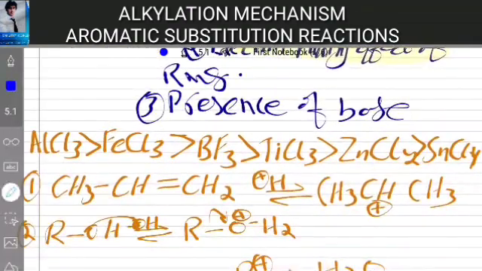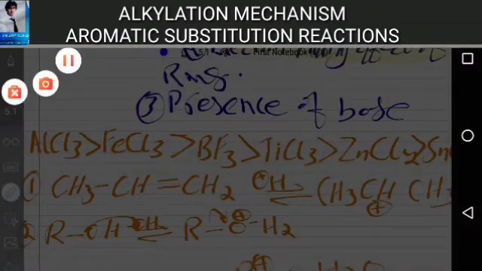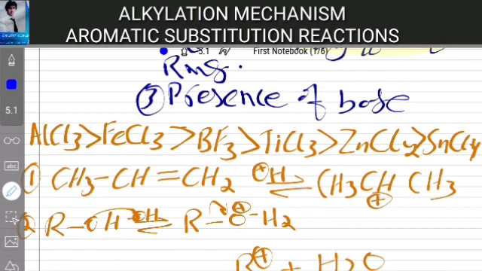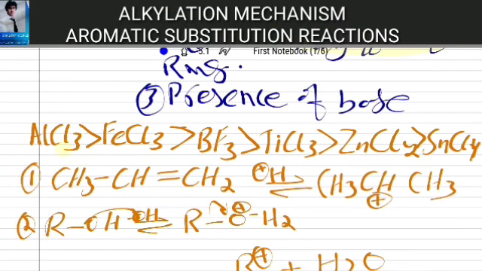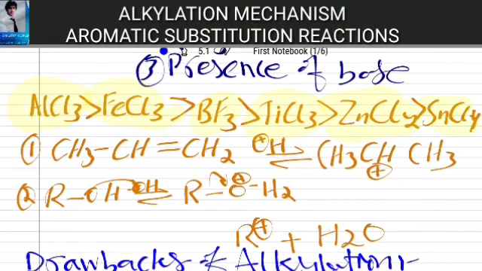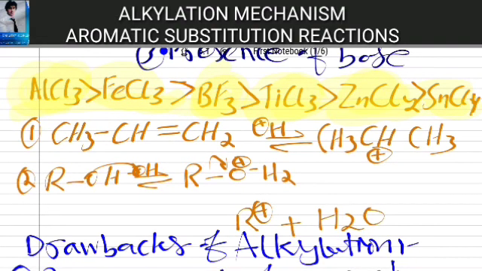Further, we had discussed that we can use other catalysts instead of AlCl3. We can use FeCl3, BF3, TiCl3, ZnCl2, SnCl4, and we also discussed their behavior. The strongest is AlCl3, then FeCl3, then BF3, then TiCl3, then ZnCl2, then SnCl4.